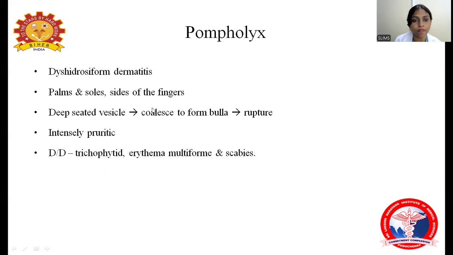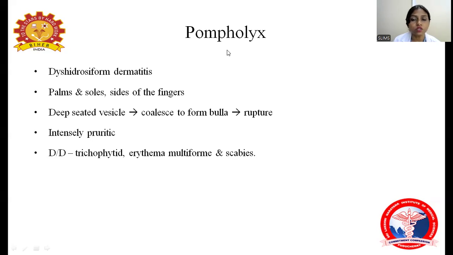Now coming to pompholyx. Pompholyx is otherwise called dyshidrosiform dermatitis. Pompholyx is characterized by deep-seated vesicles on the palms and soles or sides of the fingers. These vesicles sometimes coalesce to form bulla, and then they tend to rupture. They will be intensely pruritic. The differential diagnoses include trichophytids, erythema multiforme, and scabies.